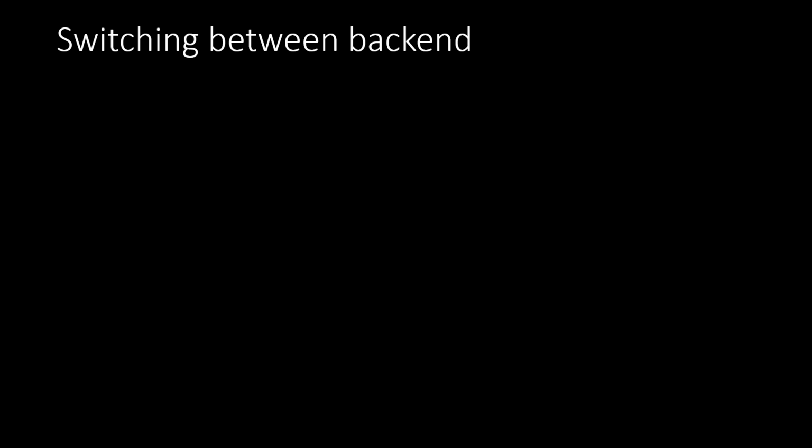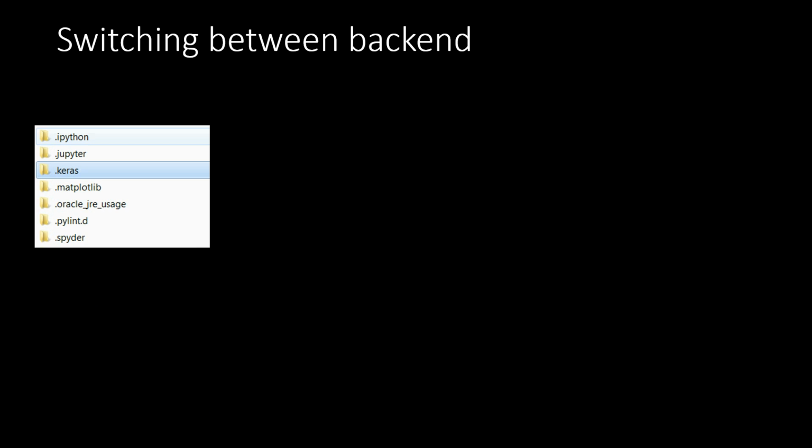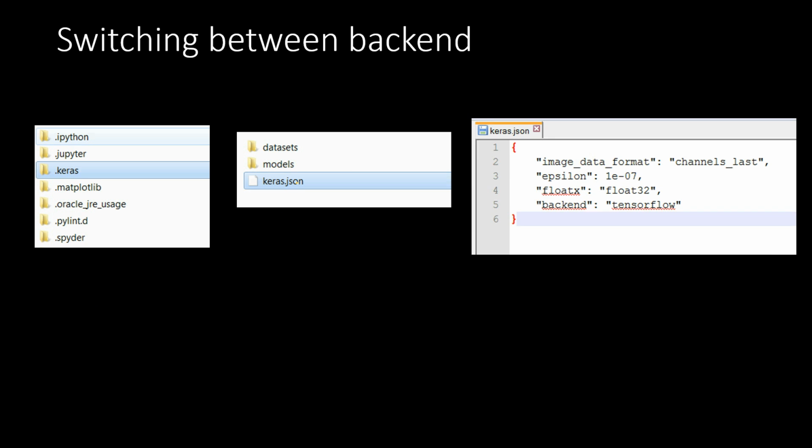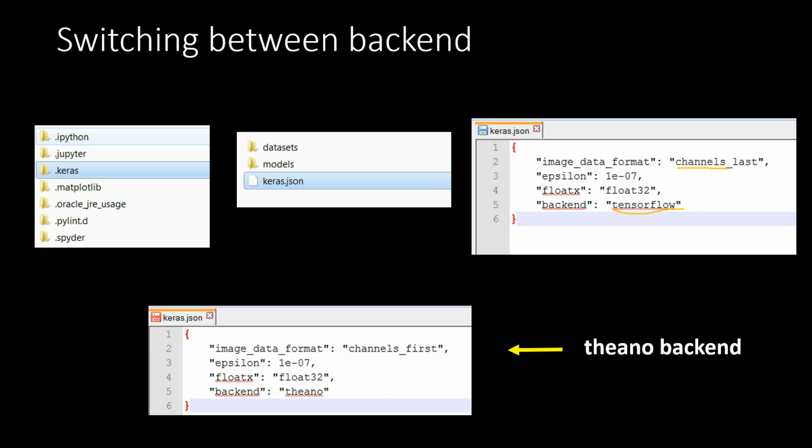Okay, so let's see how we can switch between different backends. If you go to your home directory, there will be a directory named .keras, and inside the directory there will be a file named keras.json. If you open that file, by default you will get image data format as channels last, and the backend is TensorFlow. As I told you earlier, the default backend is TensorFlow. But if you have installed Theano and you want to switch to the Theano backend, then you can change the image data format to channels first and the backend to Theano. There is also a different way of doing it by importing the backend, but this is one of the easiest ways.